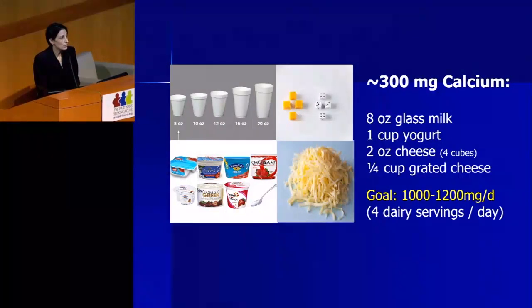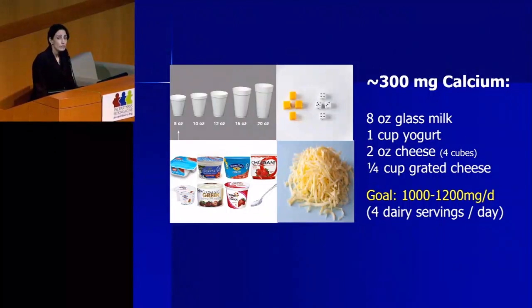So this is what you would need to do in order to get enough calcium in your diet on a daily basis. On a daily basis, you should get 4 dairy servings per day in order to meet that 1,000 to 1,200 milligram per day. What does this mean? This means an 8-ounce glass of milk. 8 ounces is that littlest of those white styrofoam cups, okay? 4 of those of milk per day, or any one of these others.